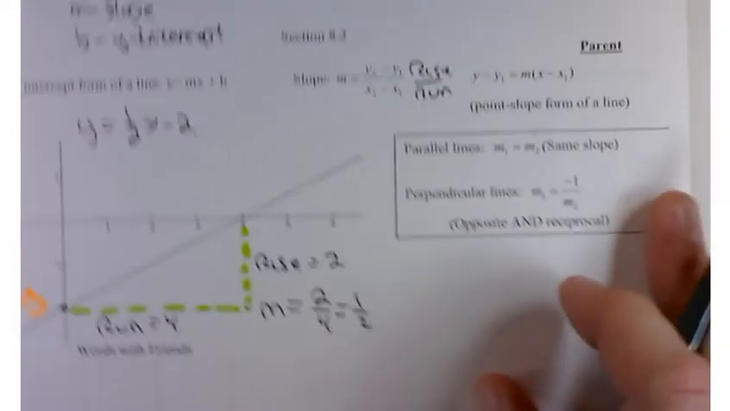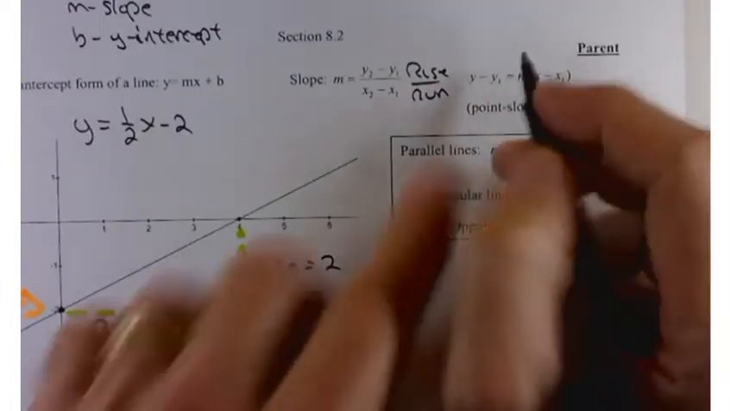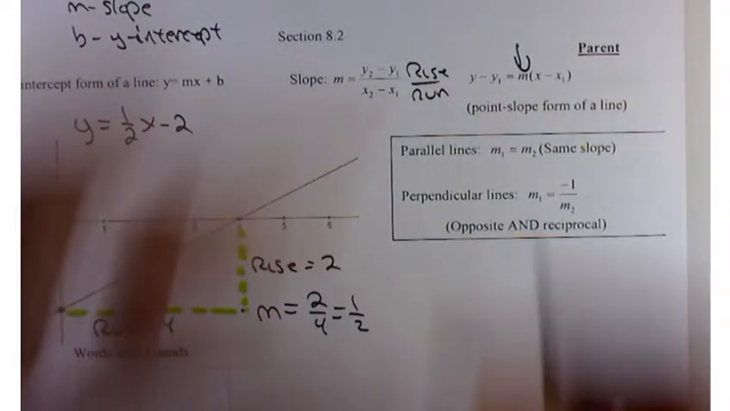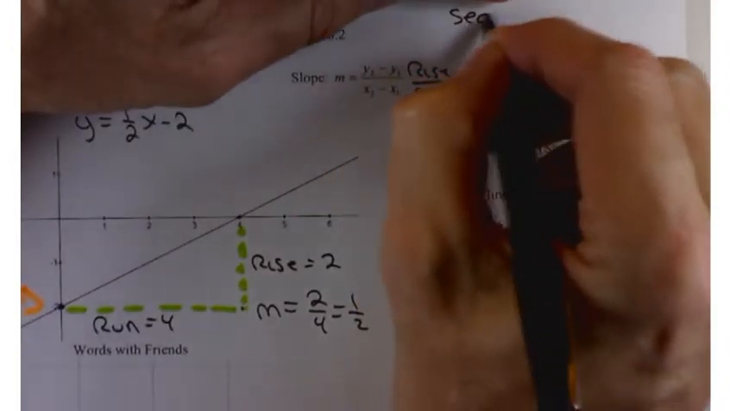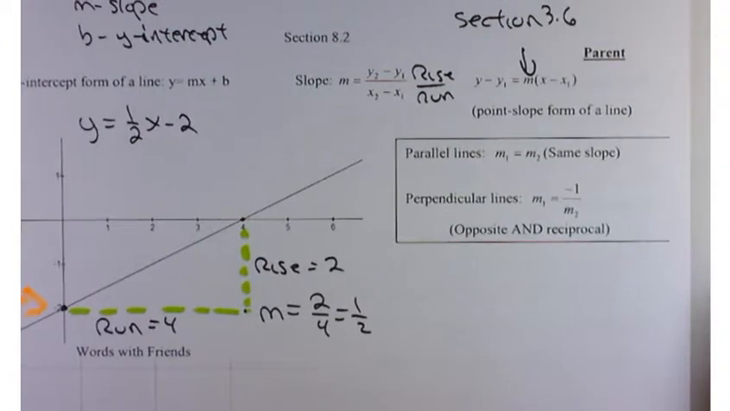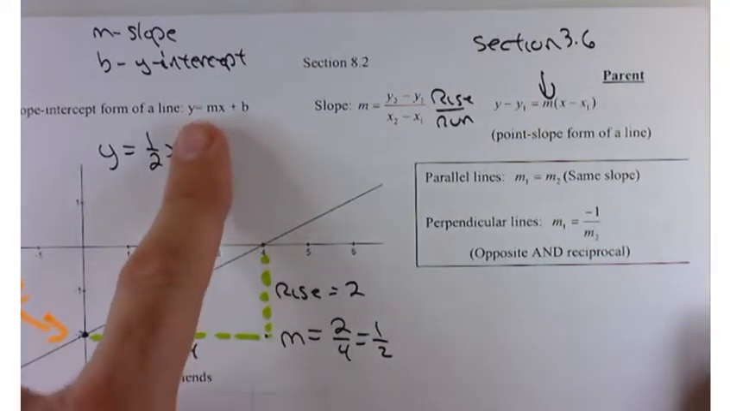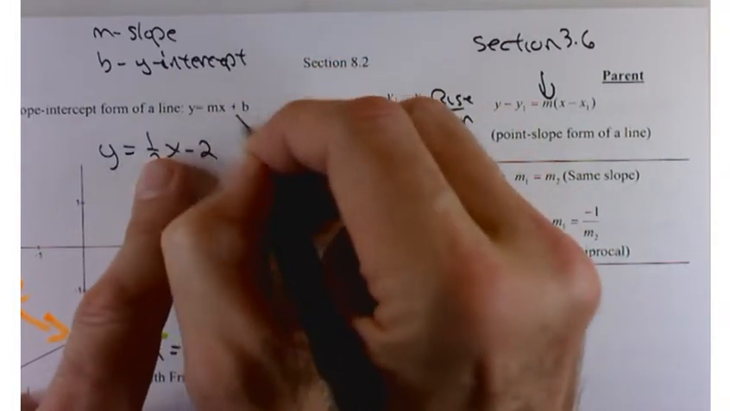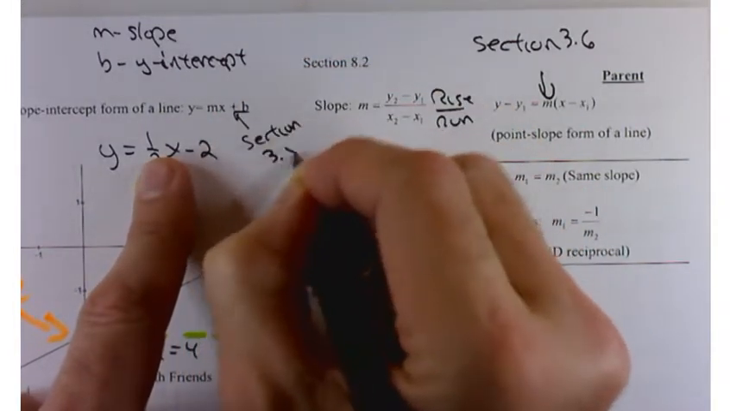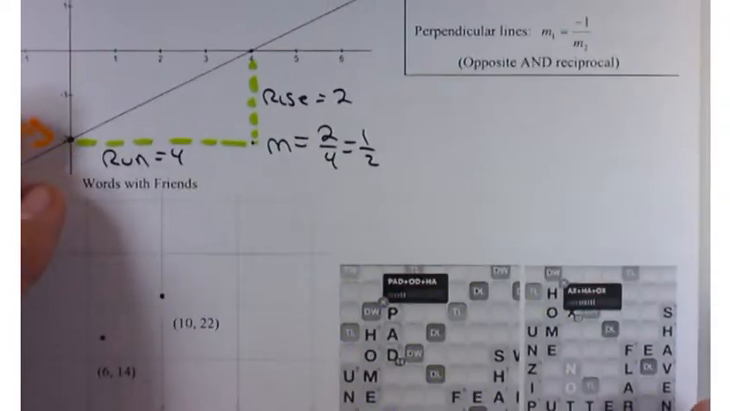This is called the point slope form of the equation of a line. This is supposed to be review, but if it's not review, you can look back in section 3.6 and get a lot more practice with this. Likewise, you can get more practice with this in section 3.5. So if you need some extra help on those, that's where you're going to get it.